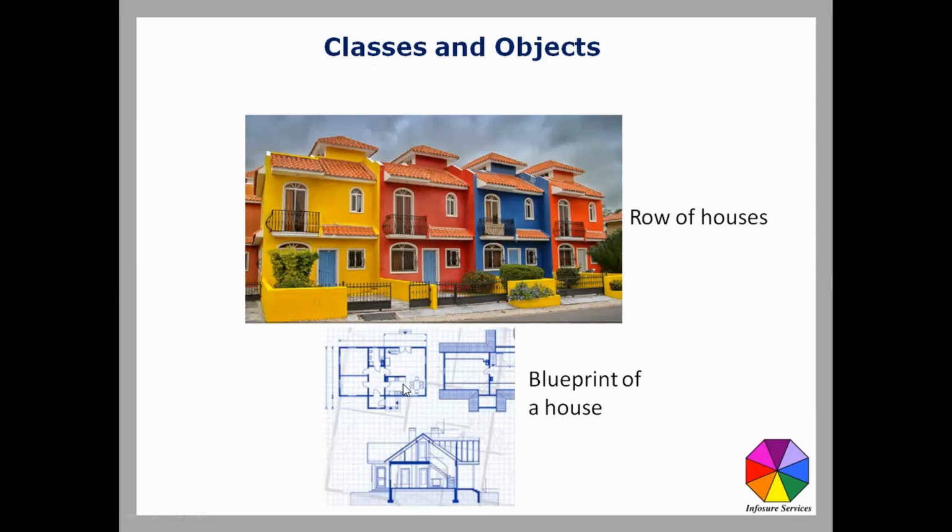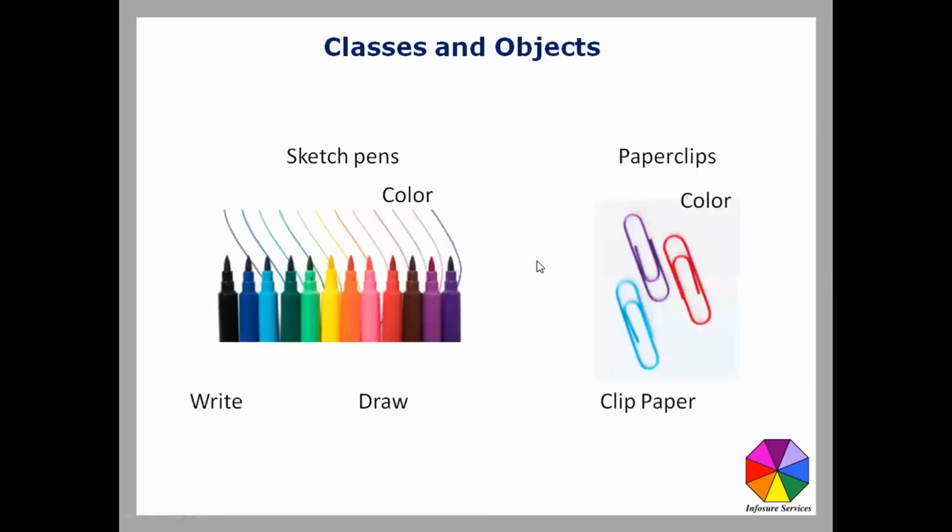But with this blueprint, I could make multiple houses. I have a yellow house, the red house, the blue house, and orange house. So in fact, all of these houses were built from the same class, the same blueprint. Each house is an instance of this class. Each house is an object, but what is an object? It's an instance of the class.